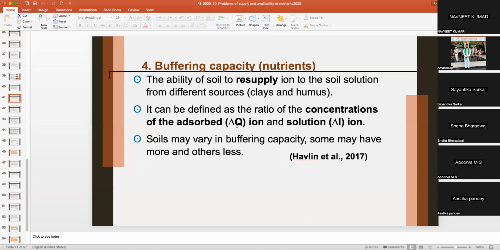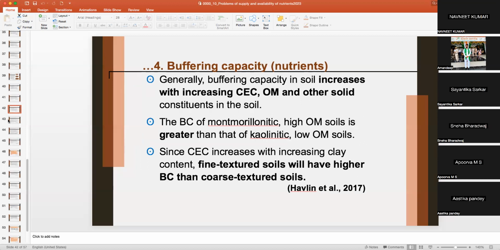Soils may vary in buffering capacity. Some may have more and others less. Generally, buffering capacity in soil increases with increasing cation exchange capacity. The first thing is that buffering capacity will increase if you increase the cation exchange capacity or organic matter and other solid constituents in the soil.